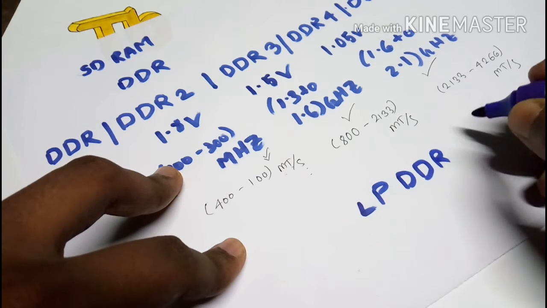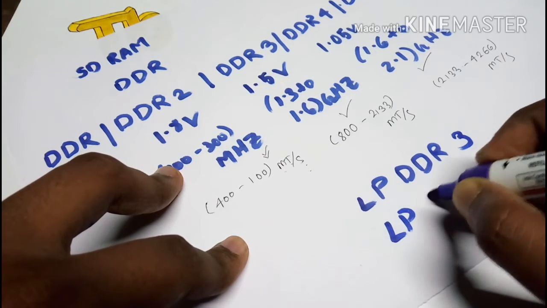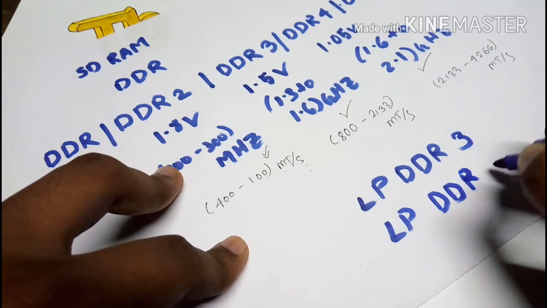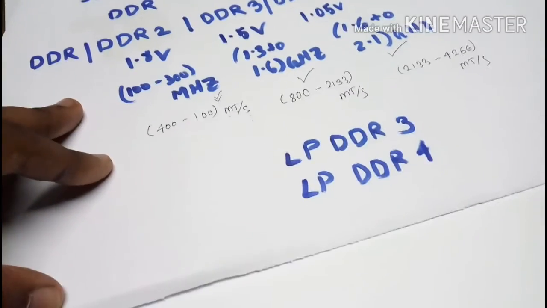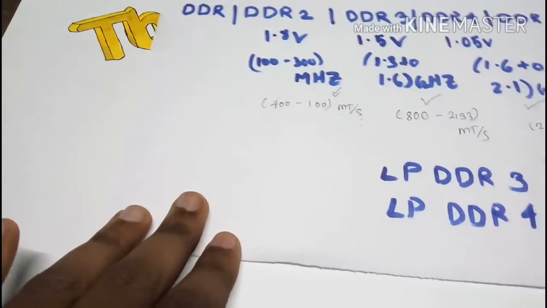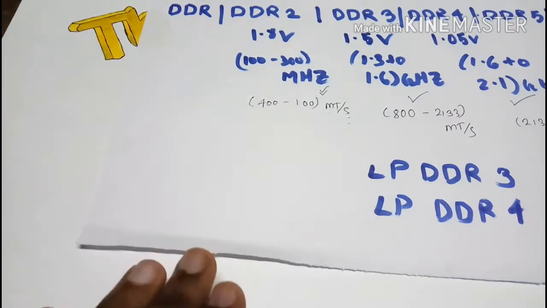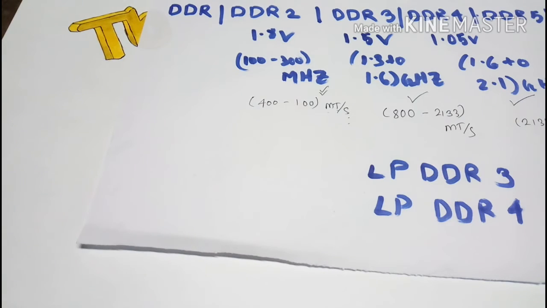LPDDR, and for the third generation it is LPDDR3, and the fourth generation is LPDDR4. Now what is this LPDDR? As I have told you about DDR, now what is this LPDDR? LPDDR means low power double data rate third generation, low power double data rate fourth generation. Now why low power?